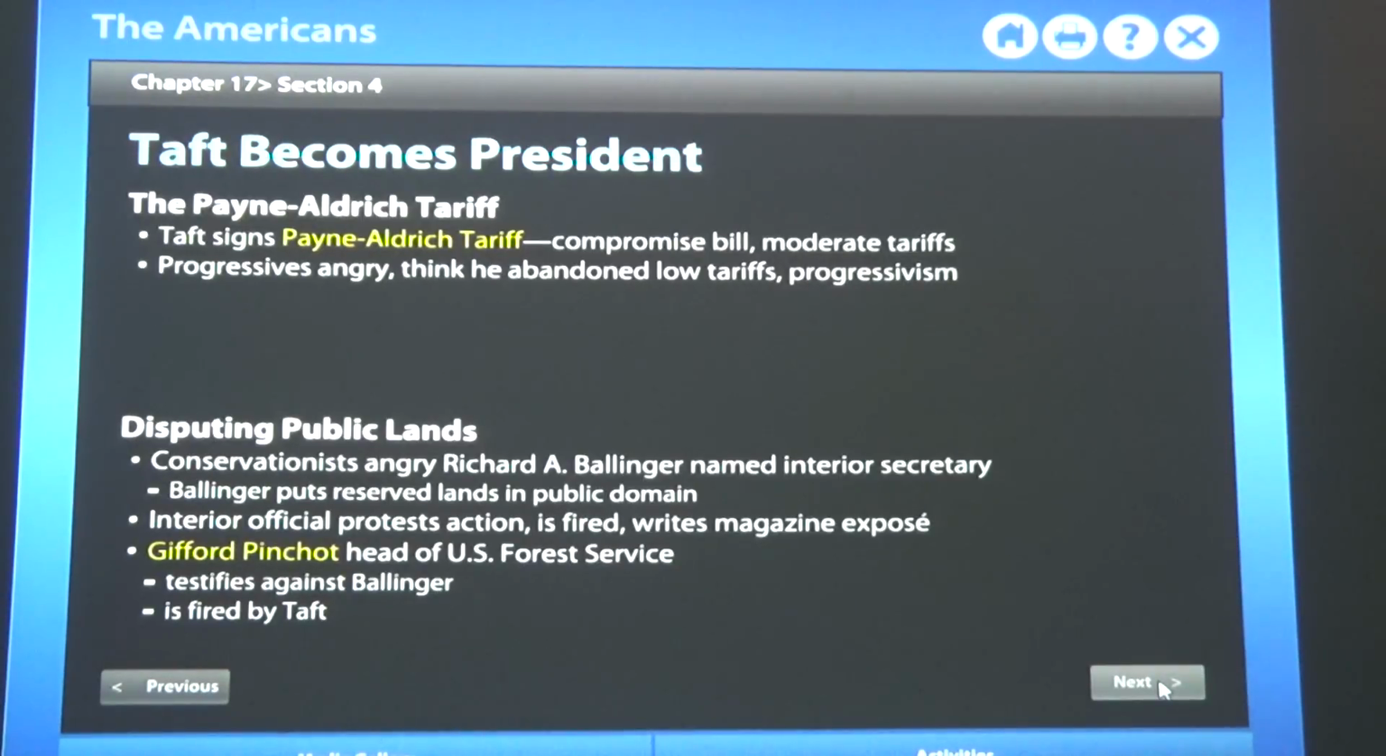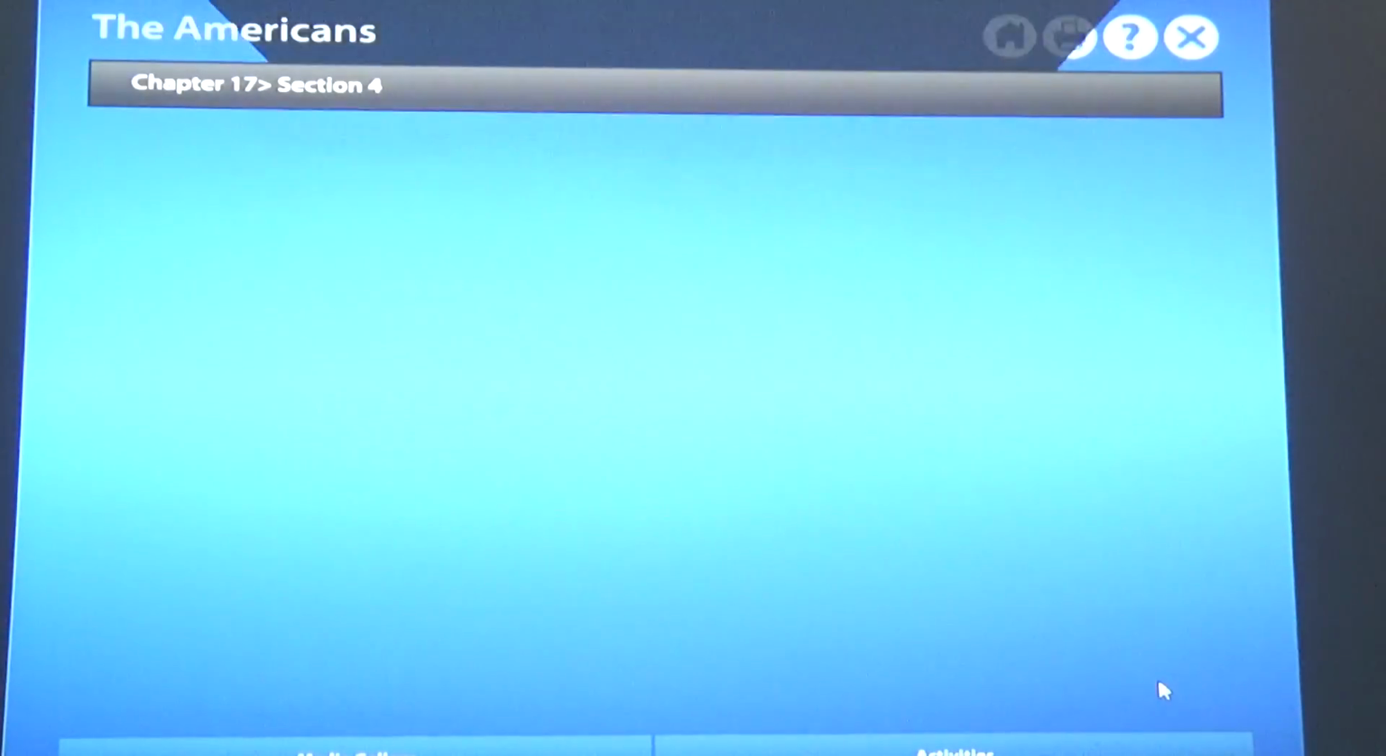And it was a bit of a scandal, and basically Gifford Pinchot testifies against this guy Richard Ballinger, who basically loses his job, the first official to be fired from his job.